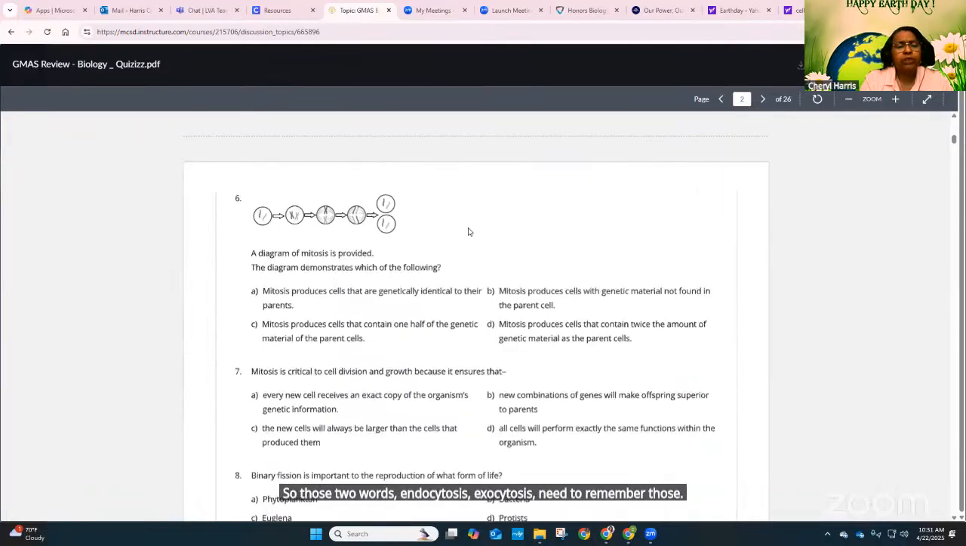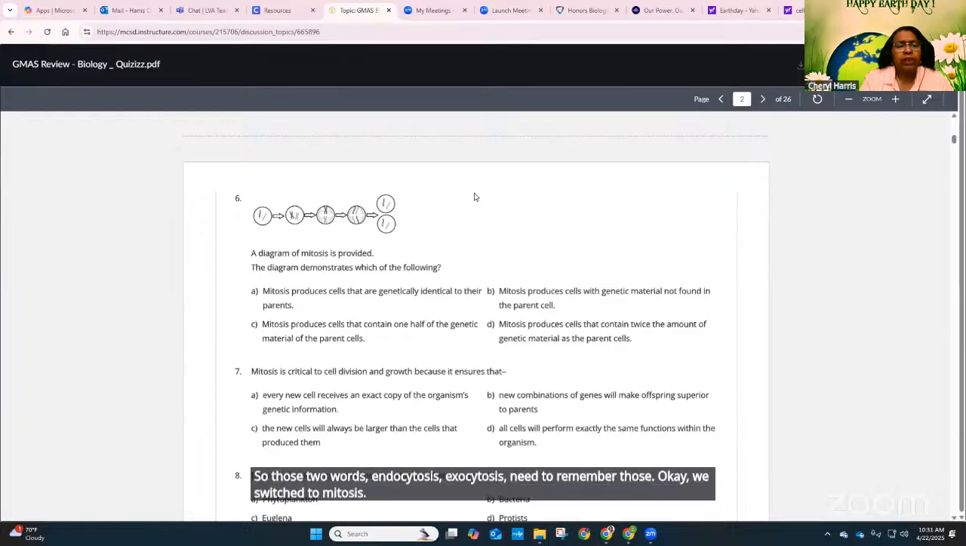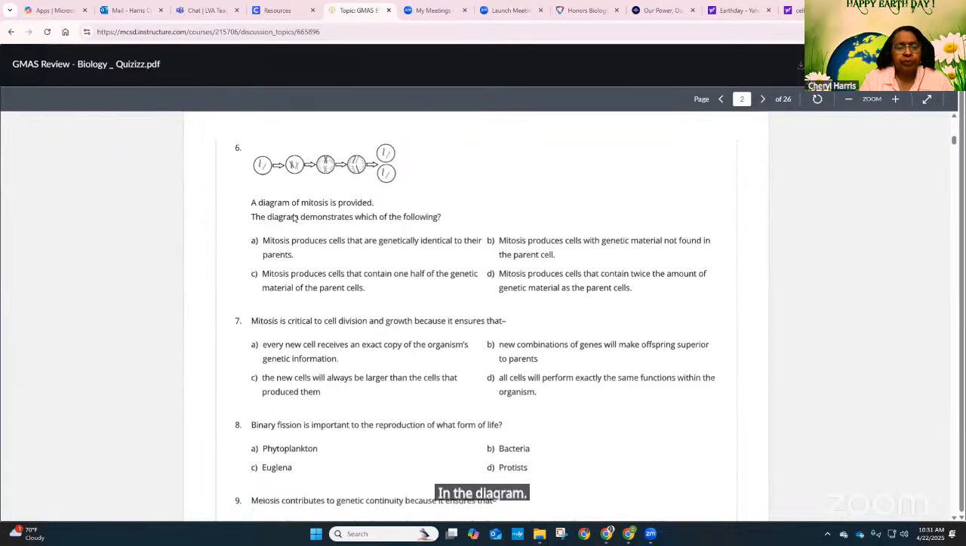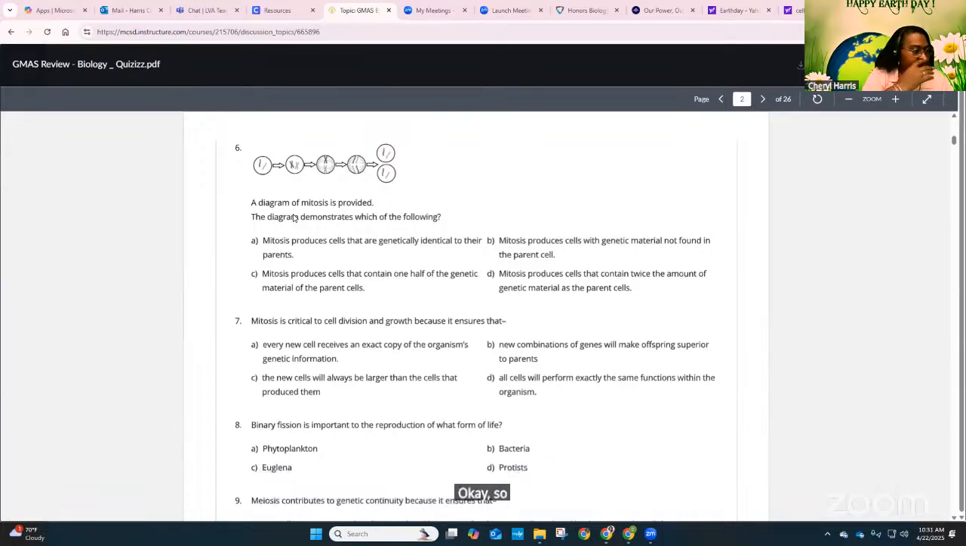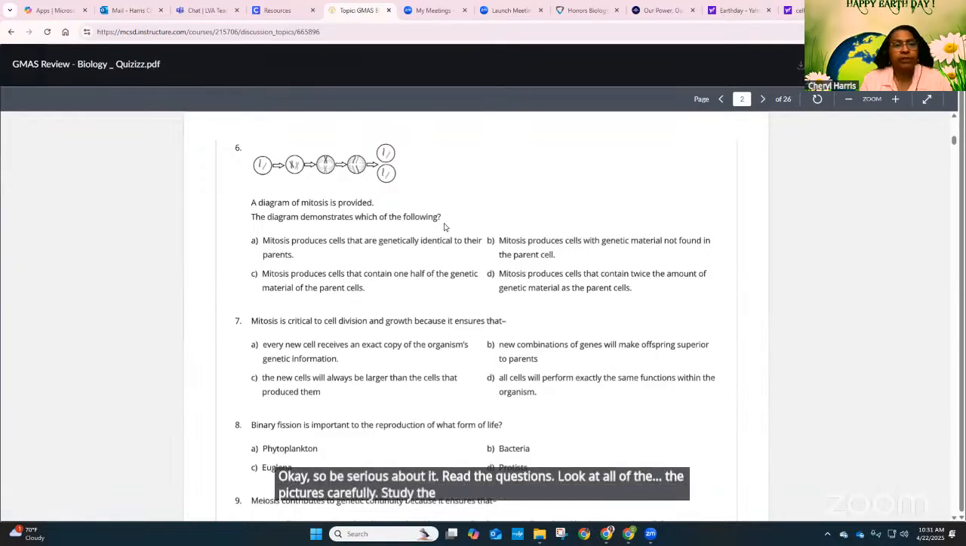Okay, we switch to mitosis. In the diagram, and always take time. You have time to take this test, so don't rush through it trying to knock it out because this is 20% of your grade. Okay, so be serious about it. Read the questions. Look at all of the pictures carefully. Study the picture before you try to answer the question.